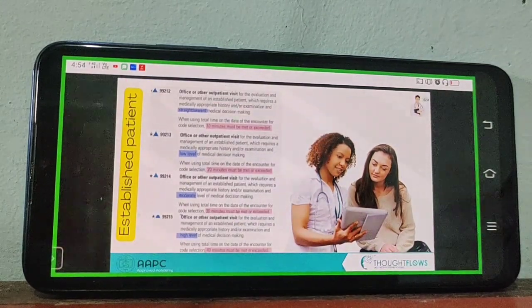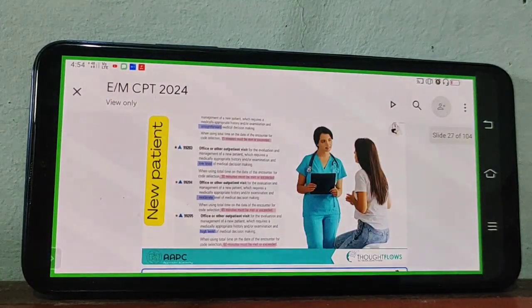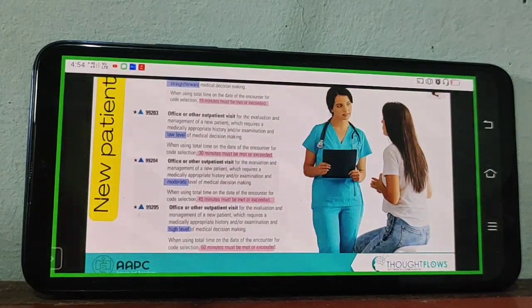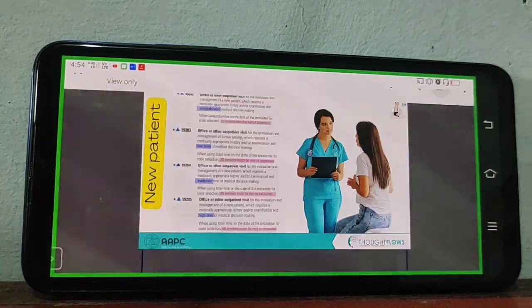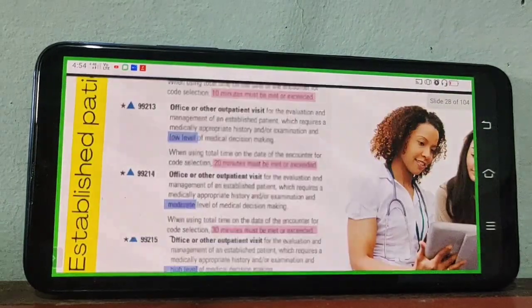What is the maximum time for a new patient? 60 minutes. The maximum time for a new patient is 60 minutes. Then the maximum time for an established patient is? 24 hours.